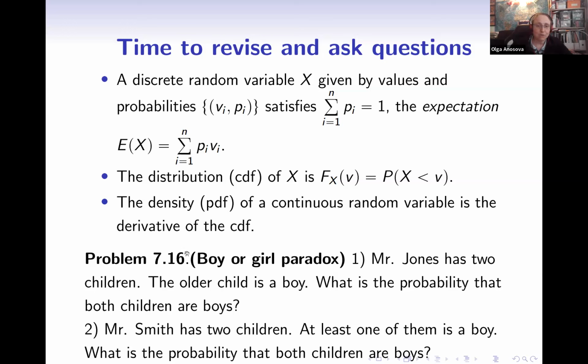And just as homework, to keep you busy this week, there's a problem which is also known as the boy-girl paradox. Try yourself on that. That's all for today. Any questions? Sorry for taking all the time. So any questions about distributions or about anything else?